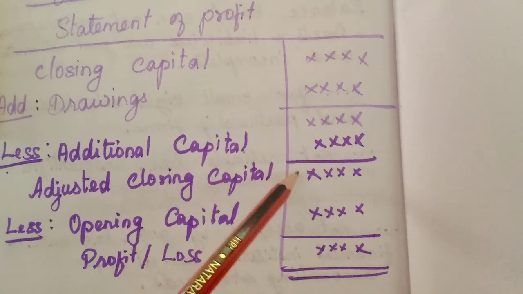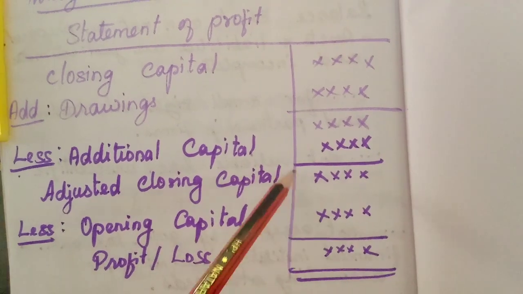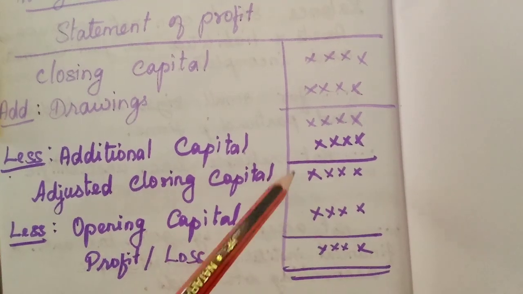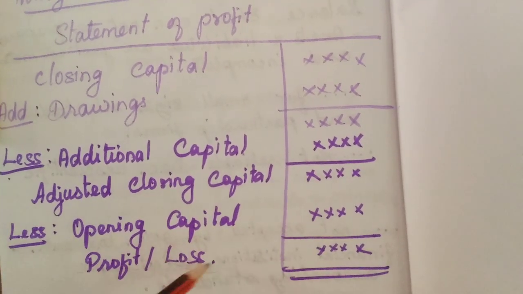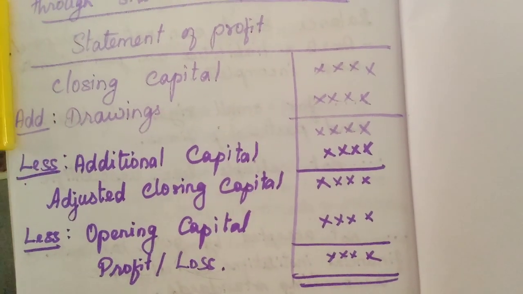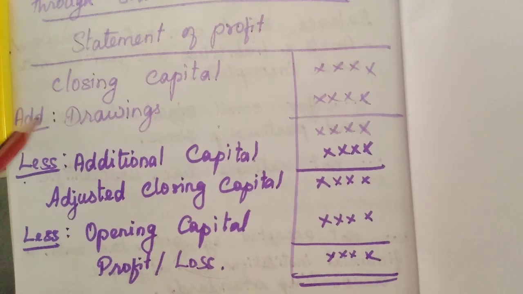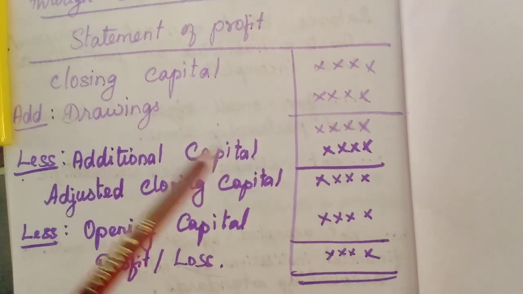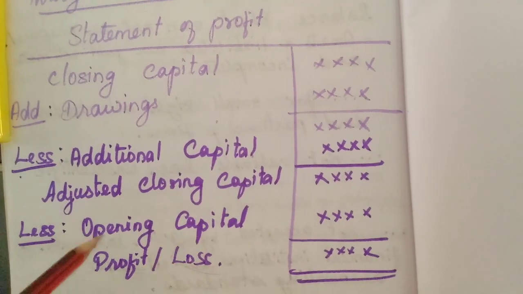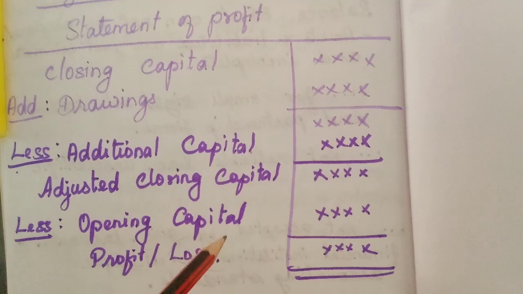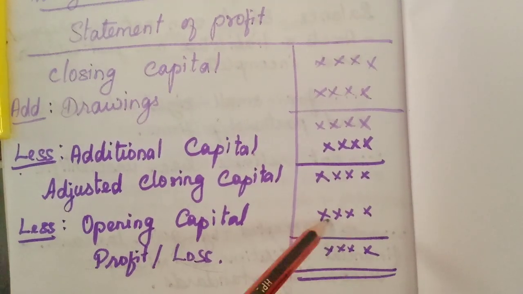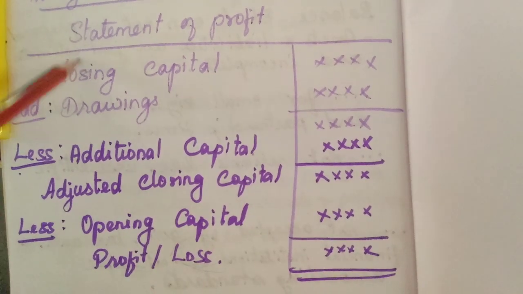If the closing capital is more than the opening capital, we will get profit. But if the opening capital is more than the closing capital, then we will get the loss. Only think: first add, then less, then less. First add drawings, less additional capital, we get adjusted closing capital, less opening capital, we get the profit or loss. If this figure is more, we get profit, and if this figure is more, we get loss.